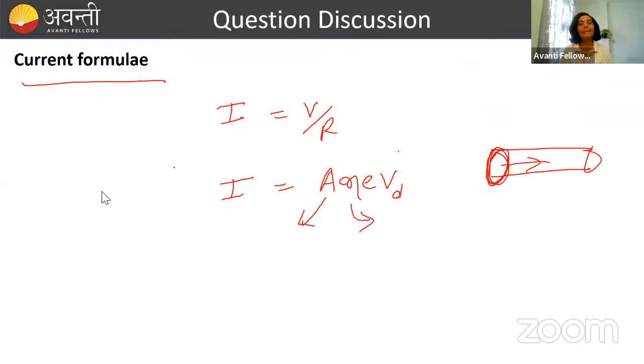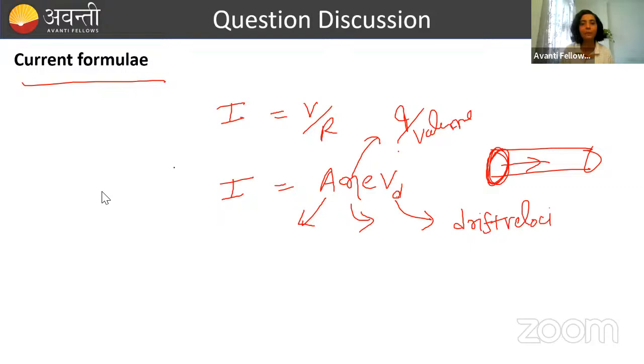N is the number of charges present inside the conductor per unit volume. So this is number of charges per unit volume. Then what is e? e is the charge of the electron. And what is Vd? That is your drift velocity. You all must have studied that drift velocity is not the instantaneous velocity of a charge. It is the average velocity of a charge. है ना? ये आपने पढ़ा होगा, याद रखना हमेशा. Vd is the average velocity, not an instantaneous velocity, right?